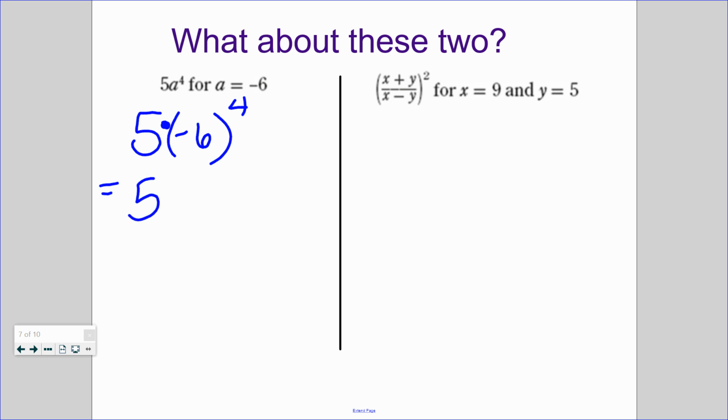Parentheses, which inside that parentheses there's nothing to simplify, but then with the parentheses, -6 to the 4th power, you can type in your calculator. Everybody do that right now. Remember, negative numbers go inside parentheses in your calculator.